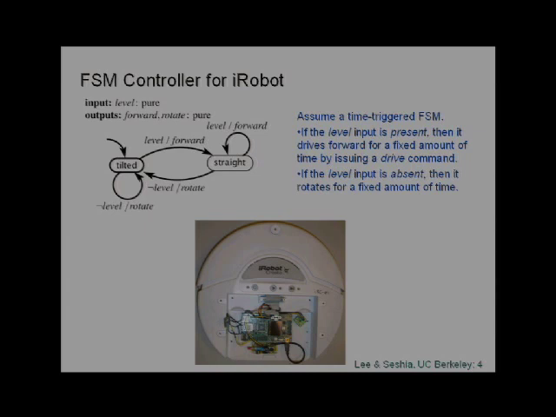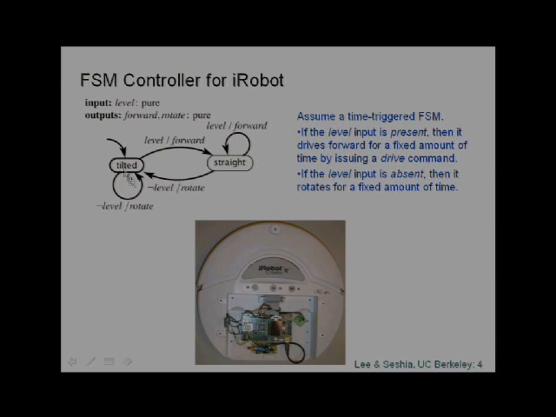It's not aligned parallel to the ramp, so it's at some angle. So that's what the tilted mode is. And so you keep rotating in the tilted mode until level becomes true. When level becomes true, you go to the straight mode where you drive straight.